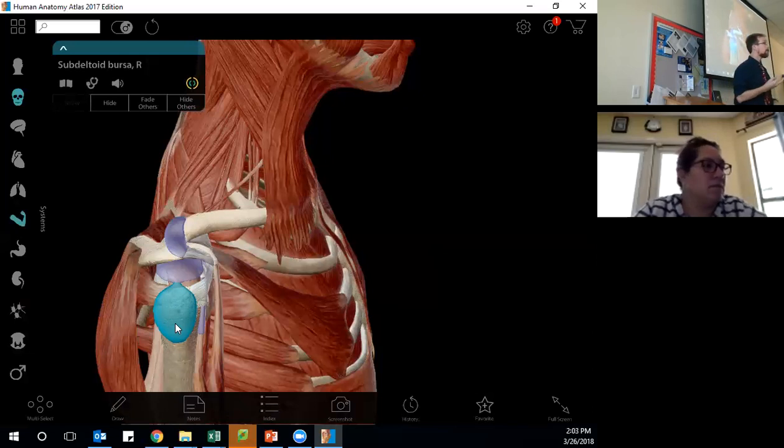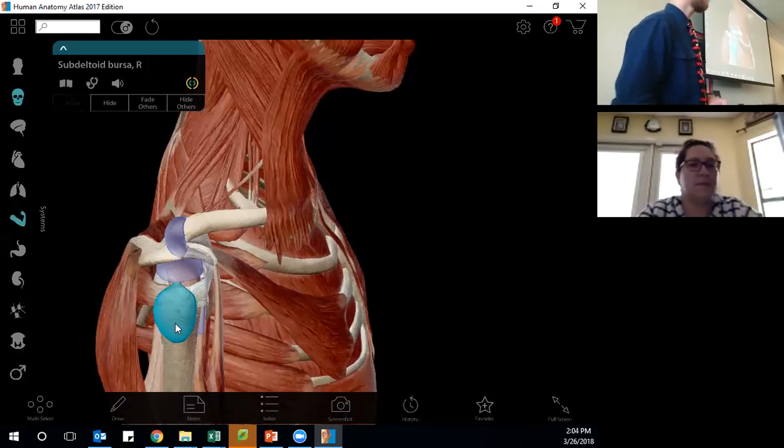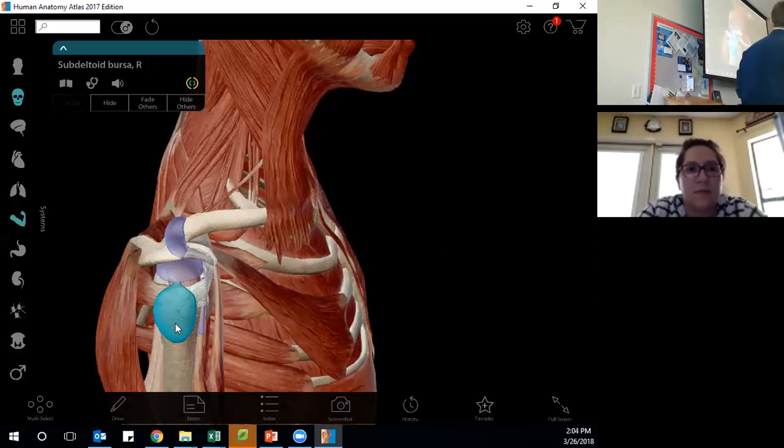There's 3. What muscle's in there? What muscle crosses underneath that acromion to then act on the humerus? Want to take a shot at it? Middle delts, so the delts are going to go over the top.